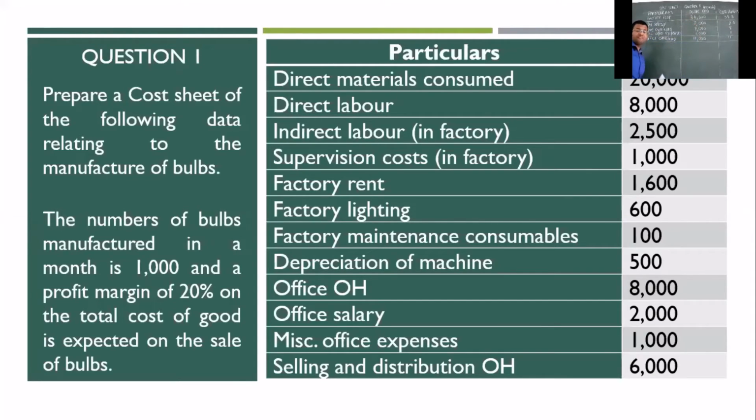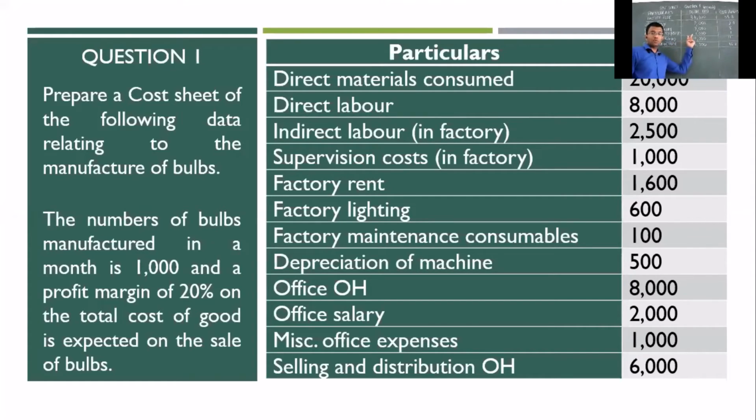Now, what's the next step? Office overhead, we will have to add that to factory cost. When you add this, the division that you get is called cost of production. So when you add this up, you get the value to be 45,300, and cost per unit is 45.3.